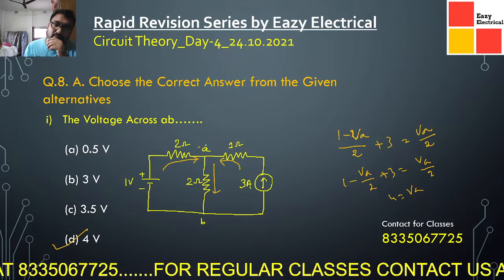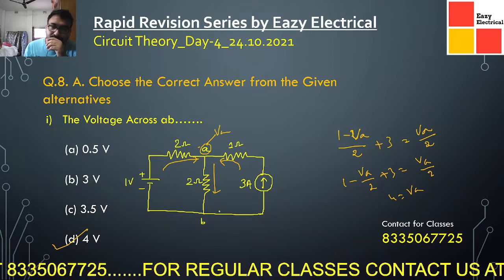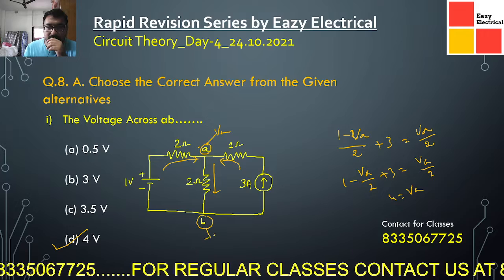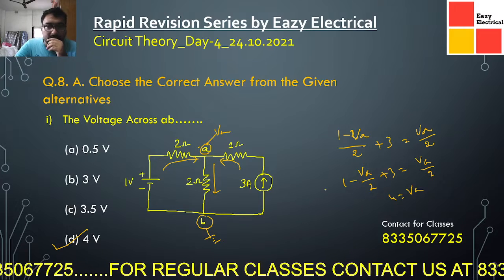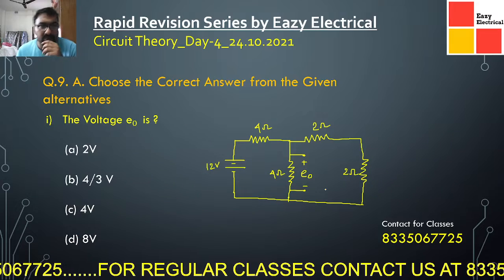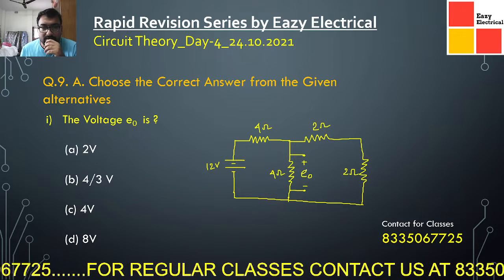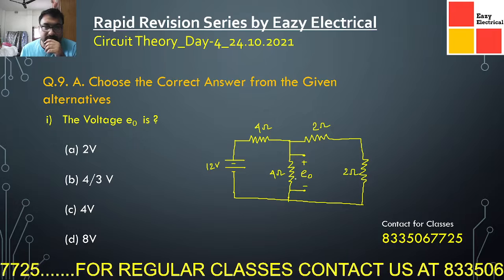VA is nothing but whatever the potential is there, and generally this part we are basically considering as ground. So VAB will be your 4 volts. 4 volts will be the correct answer. Now coming to next question. The voltage E0 is, what is the voltage E0 in this direction?